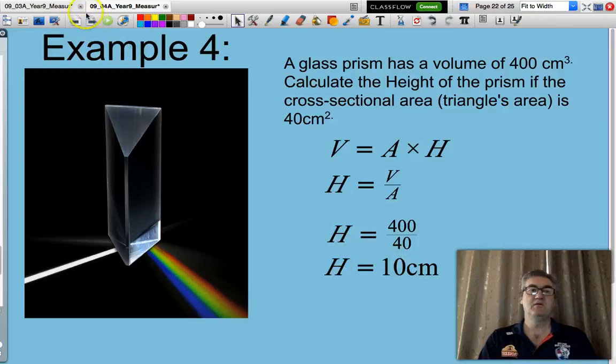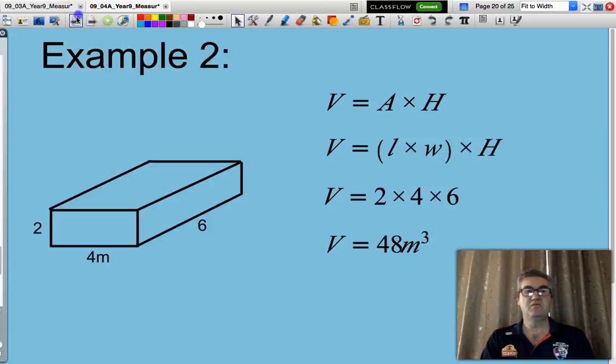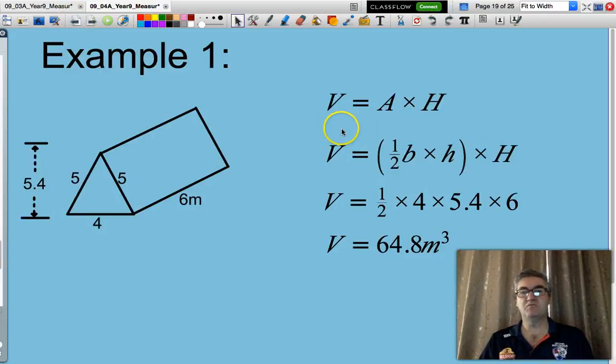So to summarize, for each particular question, go back to the original formula. The volume of any prism is the area of the base, this area here, multiplied by the height. Calculate the area of the base, and then just multiply it by the height, and that will give you the volume. So you see, that's what I've done in this question with a cylinder. It's what I've done in this example with a rectangular based prism, and this one here with a triangular based prism.